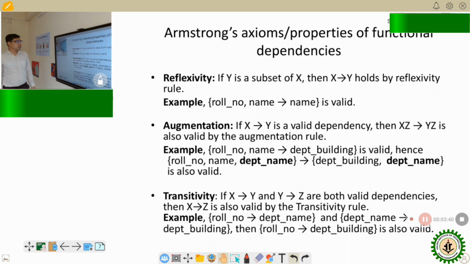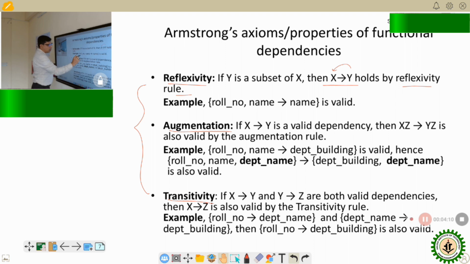So there are some properties, Armstrong properties of the functional dependency. These three properties are the main properties of this Armstrong axiom. So it is the reflexivity rule, next is the augmentation rule, and another is the transitivity rule. So first one, if Y is a subset of X, then X arrow Y holds by the reflexivity rule.